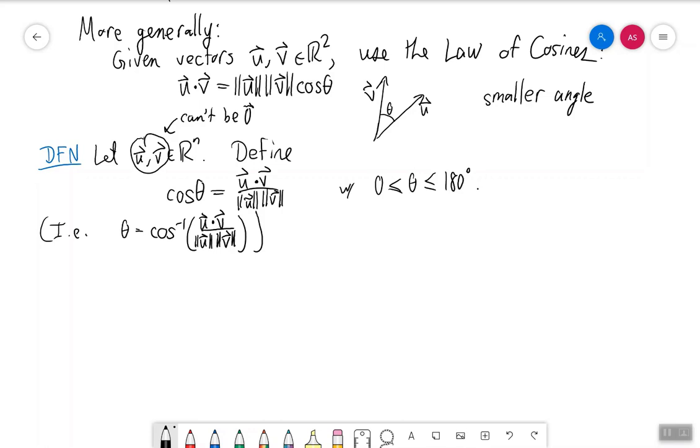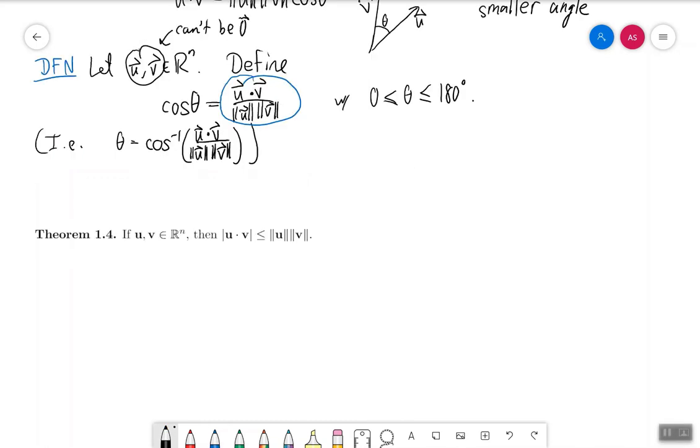So the next thing we can ask is, is this well defined? Well, we know that the cosine of any real number is always between -1 and 1 inclusive. So we need the same thing to be true of this guy here. How do we know it's true? Well, it follows from a theorem. This theorem is called the Cauchy-Schwarz inequality.